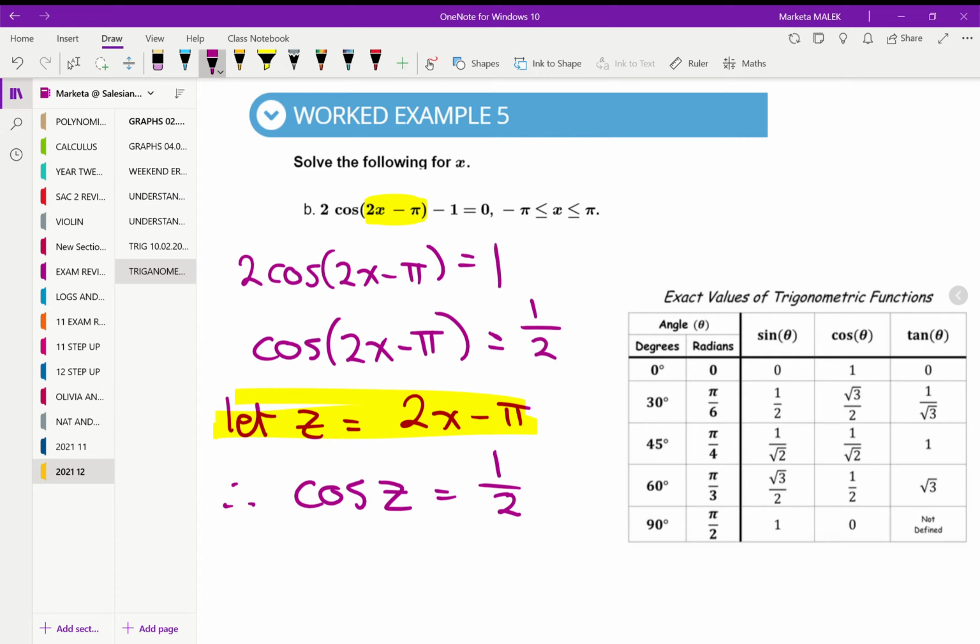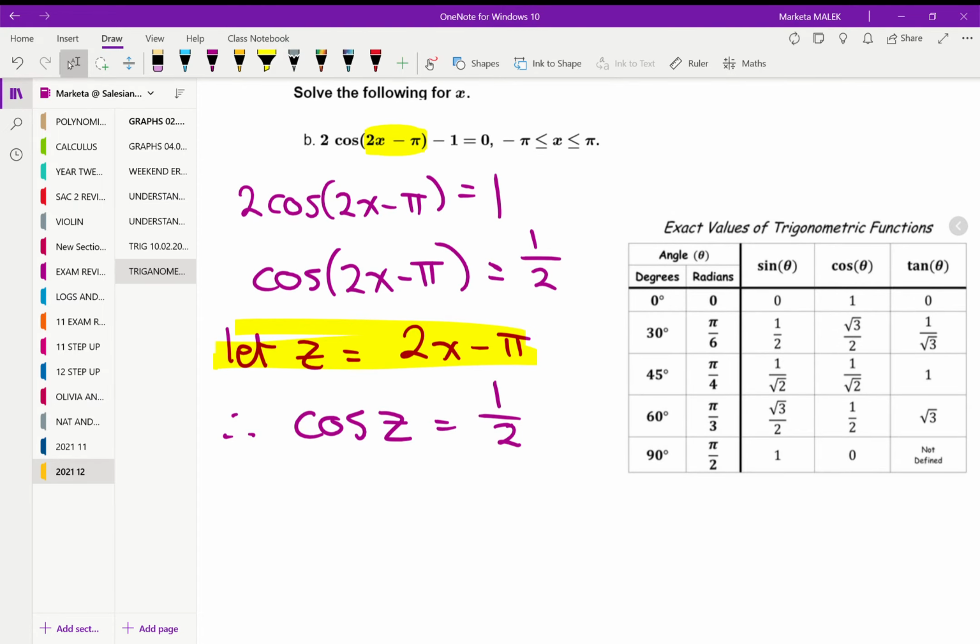So now that we've got that, let's look in the table of exact values, which, by the way, you need to memorize.